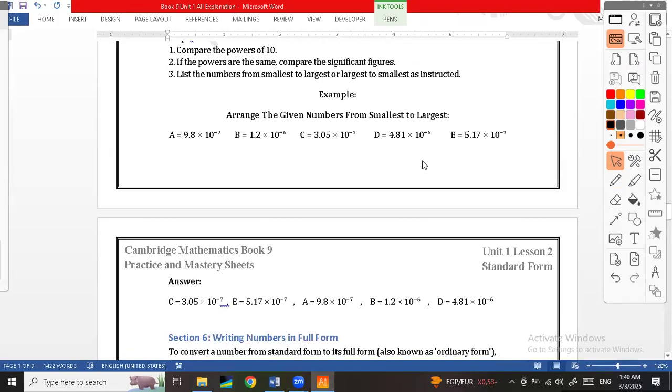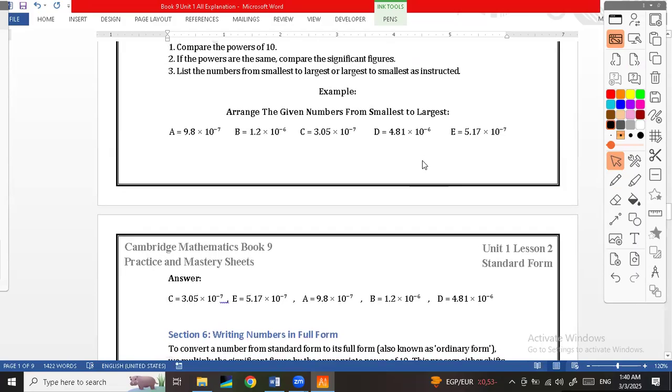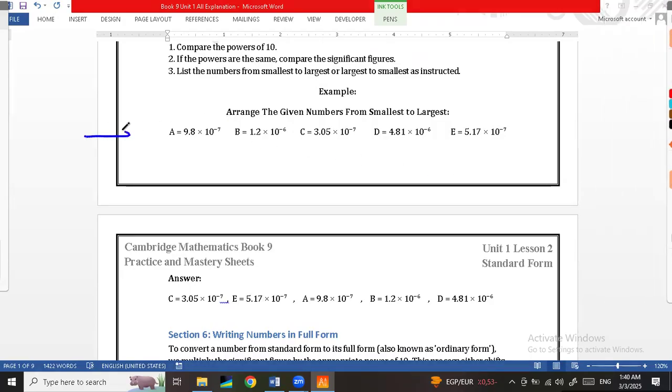Ordering numbers in the standard form is also very easy. If you have a lot of numbers in the standard form, like in this one here, I have A, B, C, D, E. So I got here 5 numbers written in the standard form. They are requesting from you to order them, from least to greatest, smallest to largest. So I'm going to start with the smallest index. No matter what is there, I'm going to start with this because this is the smallest index.